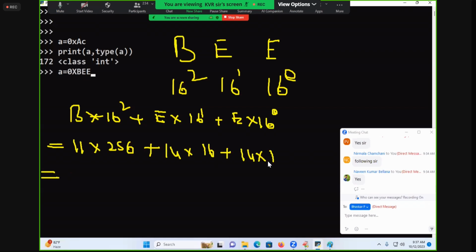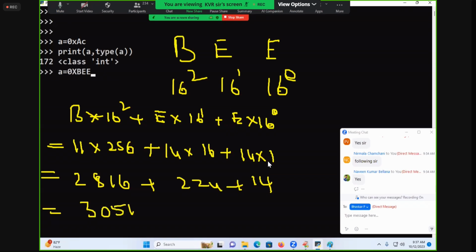So 11 into 256 how much? 2816 plus what next? 14 into 16. 14 into 16 is 224, plus 14. If you add everything, it is 3054. The answer is 3054.